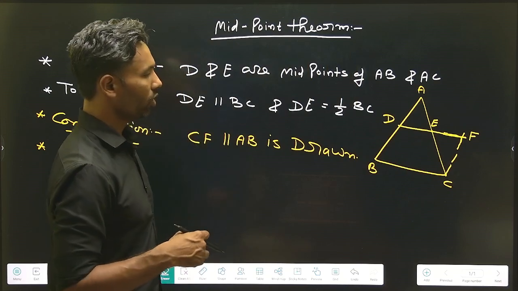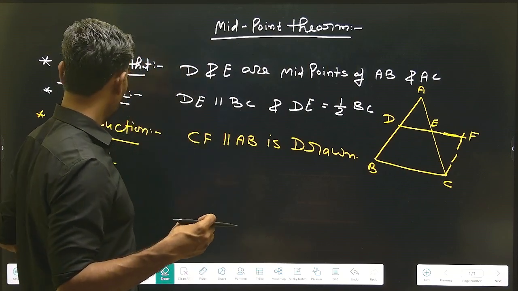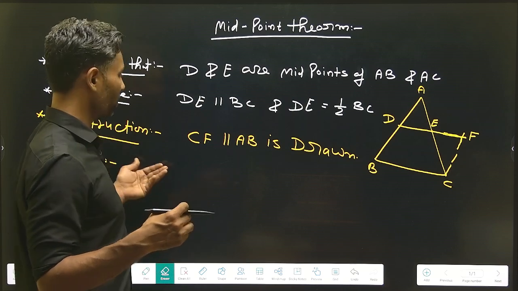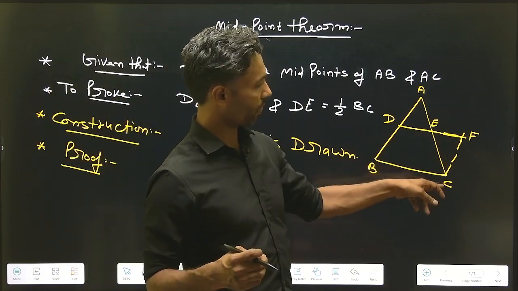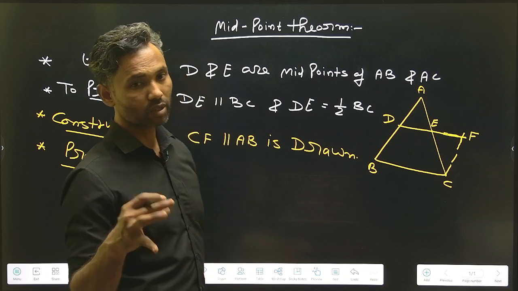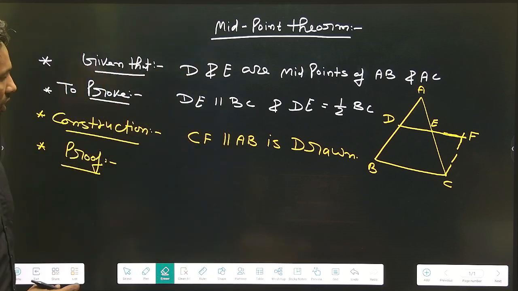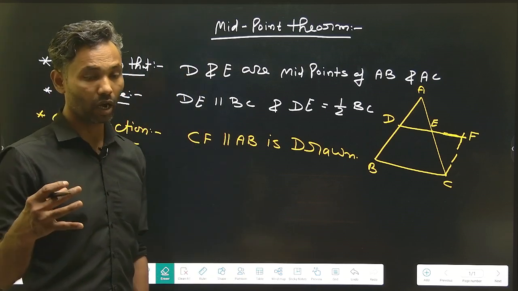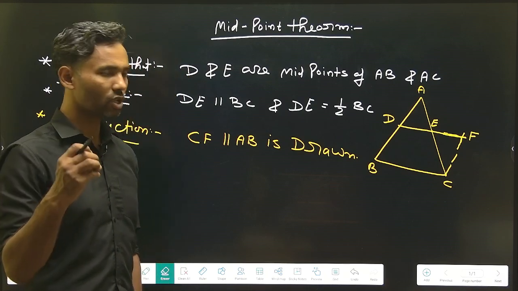To prove this we need to do a construction. So what is the construction? A line CF is drawn parallel to side AB. So this is the construction. Now we are moving towards our proof. How can we prove this? This is quite simple.